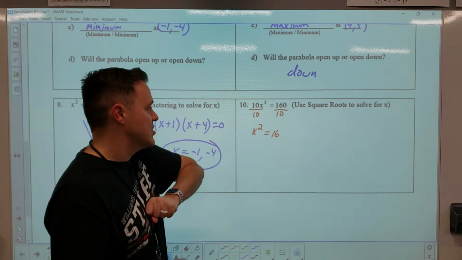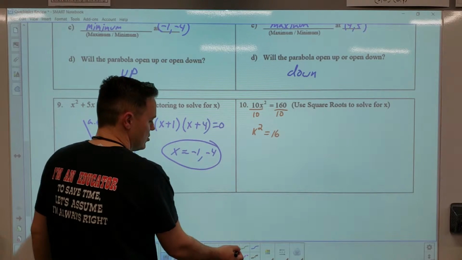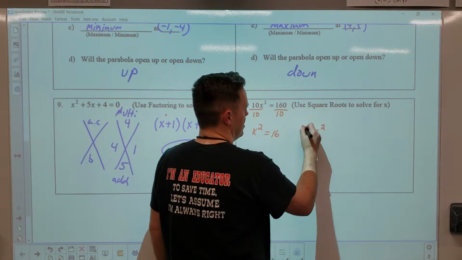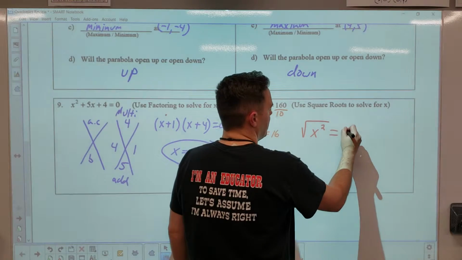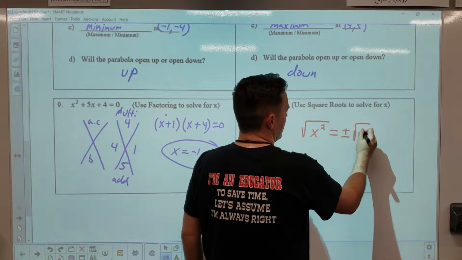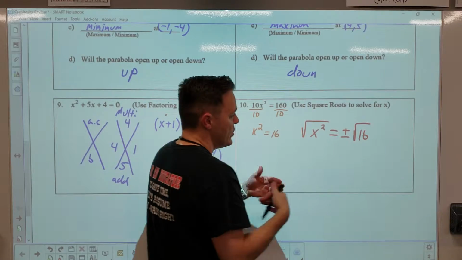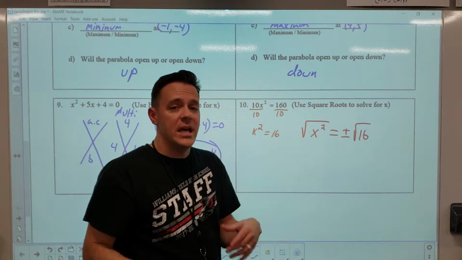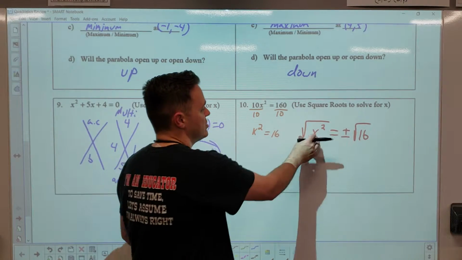X squared is a perfect square, and so is 16. So, ladies and gentlemen, you rewrite it with the square roots on it. So it'll be the square root of x squared equals plus or minus the square root of 16. Because remember, quadratics usually have 2 points. When it does the U coming up or down, it has 2 points that it crosses. So now you can solve.